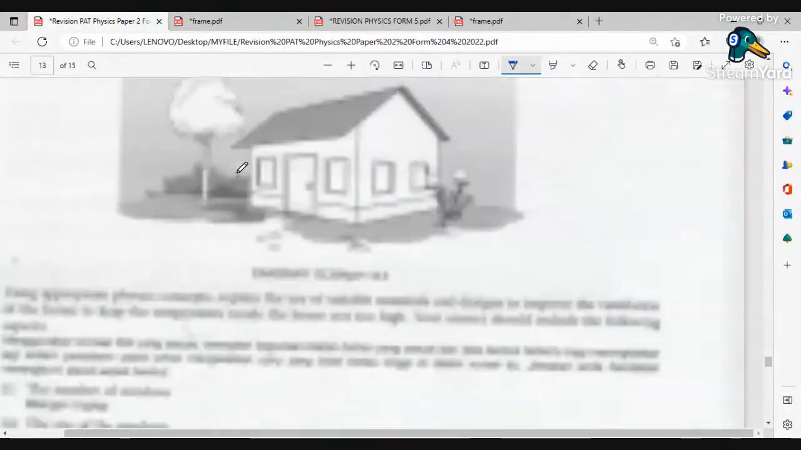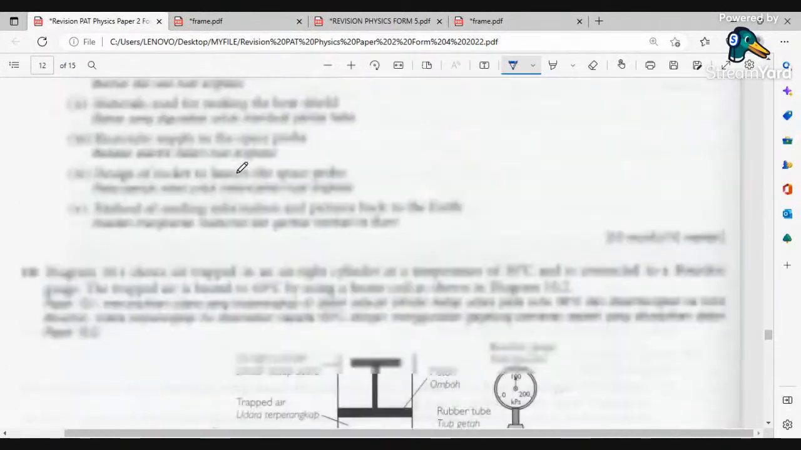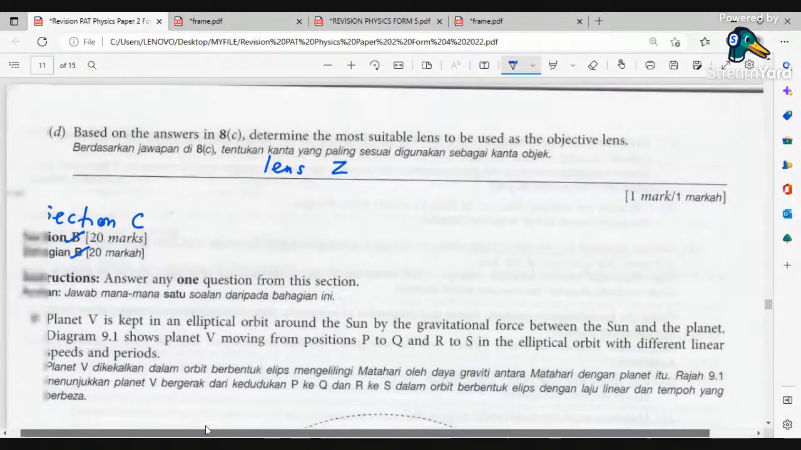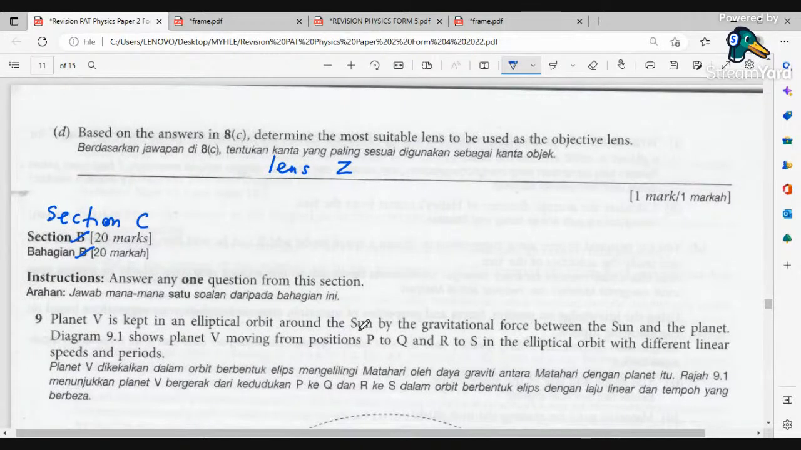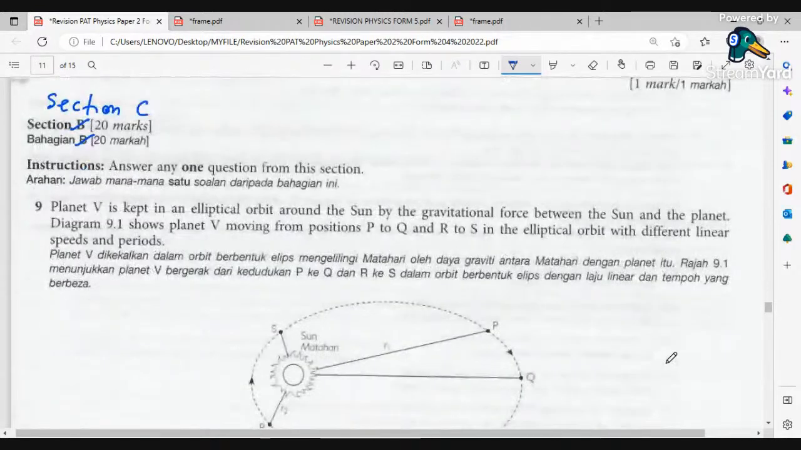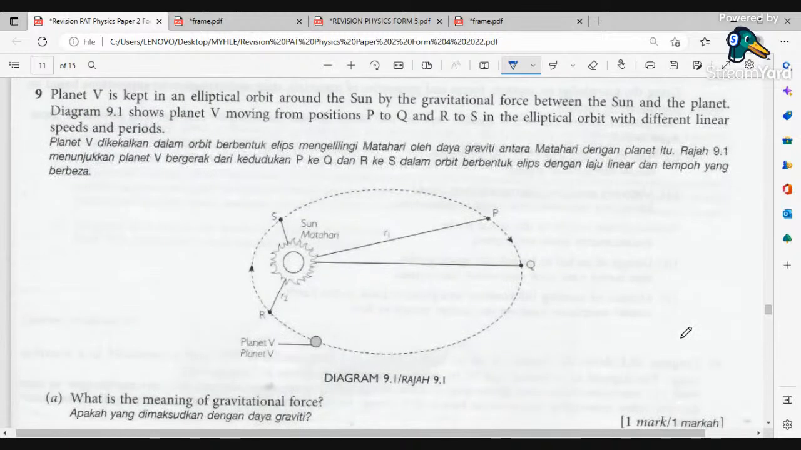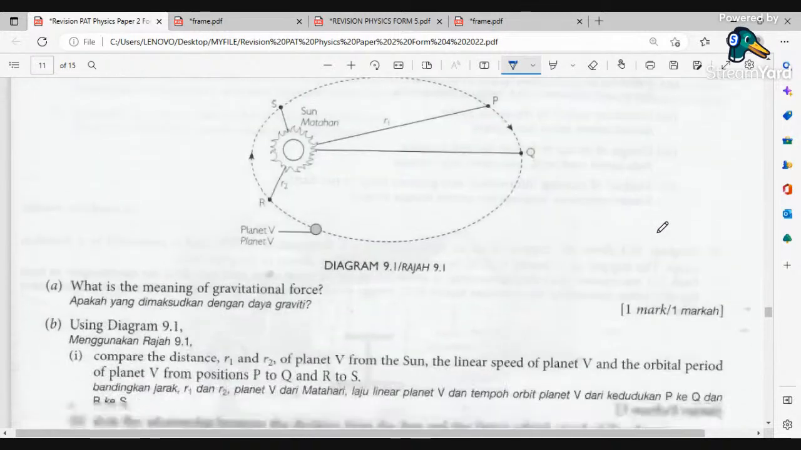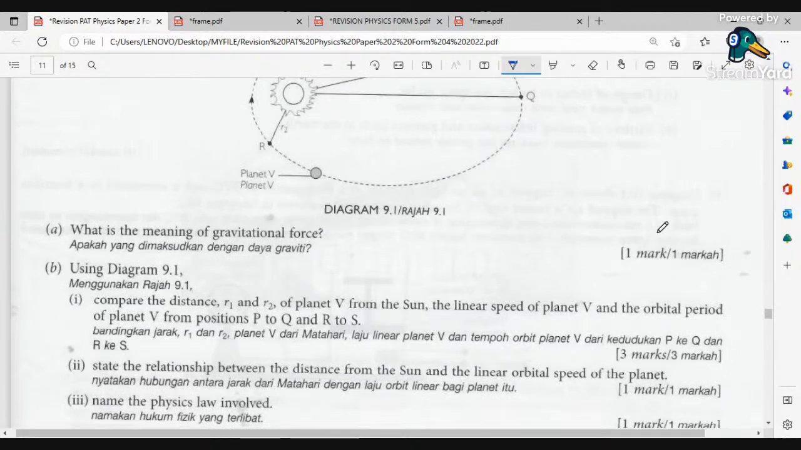Okay, I go back to section C, modification question. Okay, this is a gravitation concept. Planet V is kept in elliptical orbit around the Sun by gravitational force between Sun and the planet. Planet V moves from position P to Q and R to S in elliptical orbit in different linear speed and periods. What is the meaning of gravitational force?